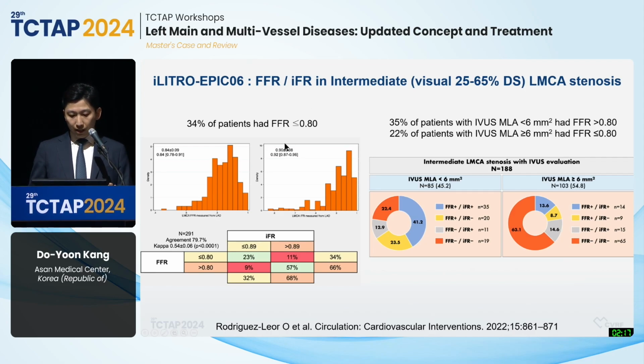The iLITRO-EPIC study, published in Circulation: Cardiovascular Interventions in 2022, enrolled patients with intermediate left main coronary artery stenosis and showed that about 1/3 of the patients had an FFR equal to or less than 0.80. Even in patients with a larger MLA, more than 6, 20% had a significant FFR. And about 1/3 of the patients with a small MLA, less than 6, had a negative FFR. Still, a significant proportion of patients have a discrepancy between the IVUS and FFR results.